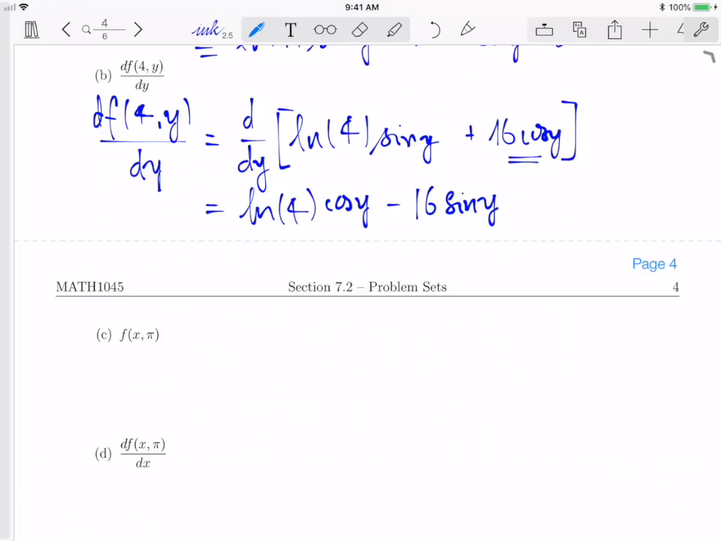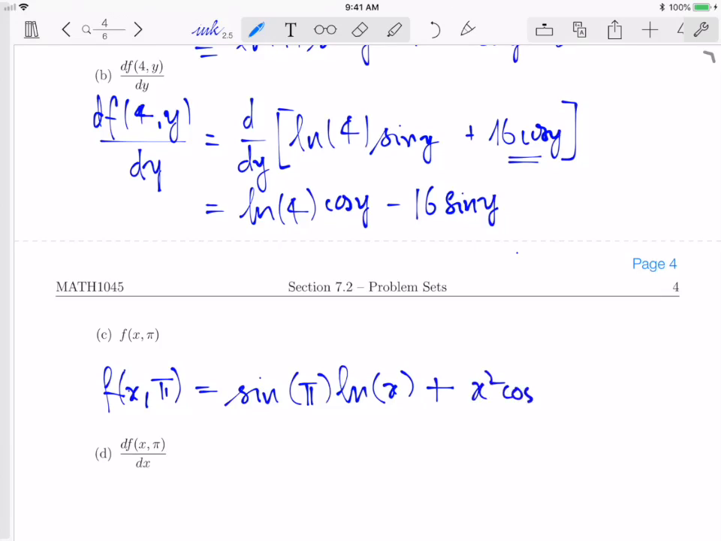In part C, once again, you find cross sections of the function when y is equal to pi. So f of x, pi is equal to sine of pi times ln of x plus x squared times cosine of pi. Now, if you don't know off the top of your head the value of sine of pi or cosine of pi, you can use a calculator and you find that sine of pi is equal to 0. So 0 times ln of x is 0, so the first term becomes 0. And once again, if you use the calculator, you find that cosine of pi is equal to negative 1. So the second term is negative x squared.